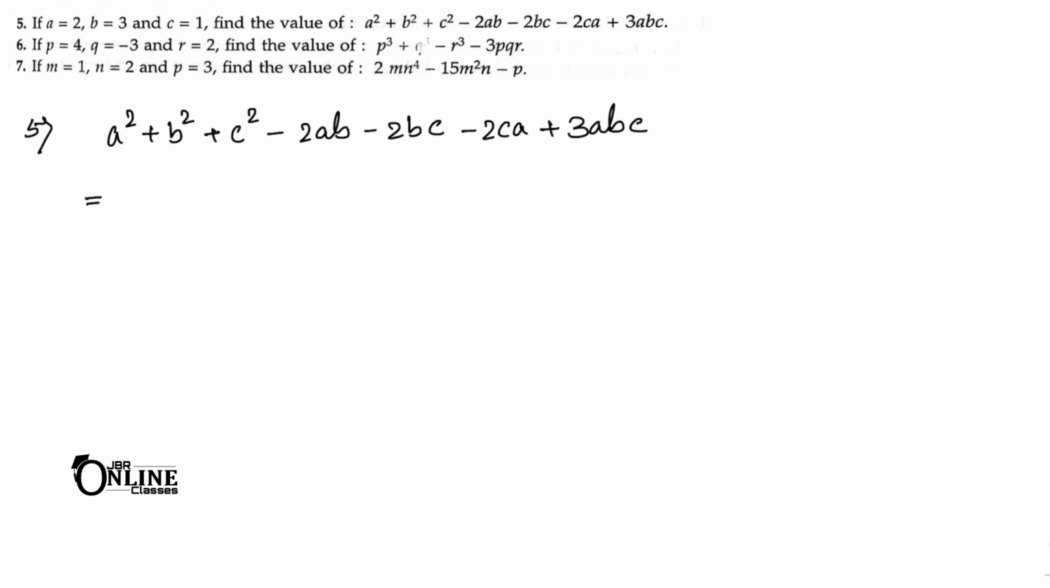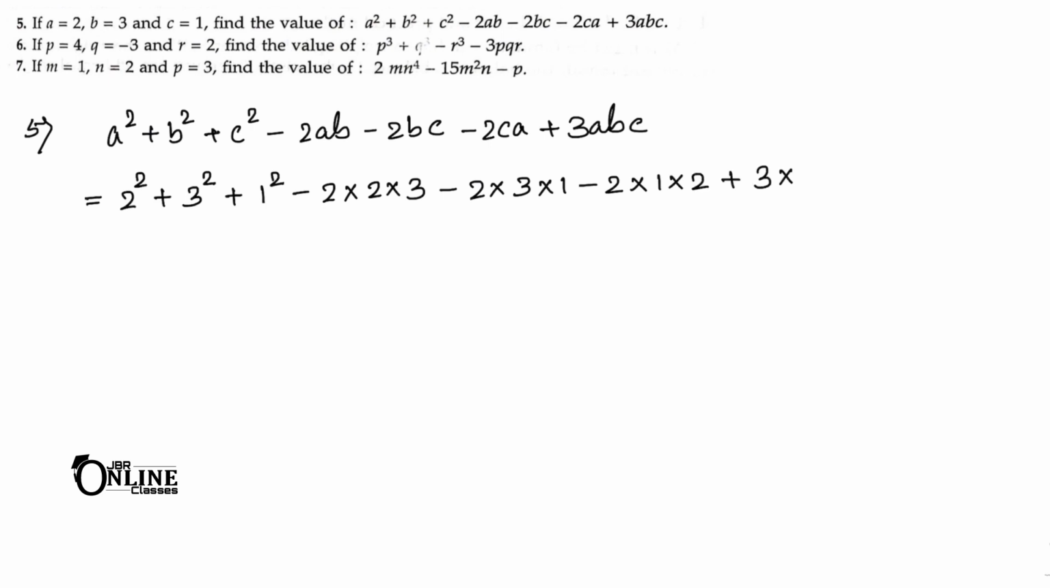Now next, sum number 5. Sum number 5, here you have a square plus b square plus c square minus 2ab minus 2bc minus 2ca plus 3abc. Now here just put down the value of a. A means 2, so 2 square. B means 3, so 3 square. C means 1, so 1 square. Then 2 into, here 2 into 3. Then here 2 into BC means 3 and 1, so 3 into 1. Now here CA, CA means 1 into 2.